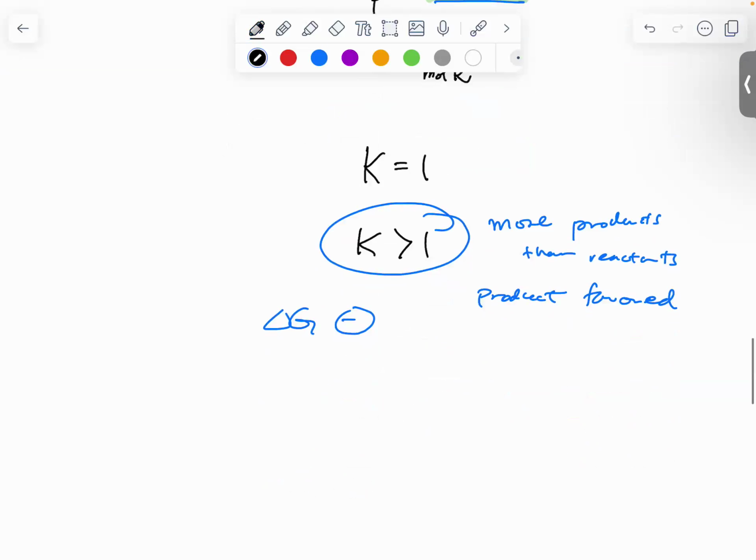And then what happens if K is less than 1? Well, we say it's reactant favored, right? Reactant favored. So it is not so spontaneous. So the delta G is positive. So that's where they tie their relationship together.